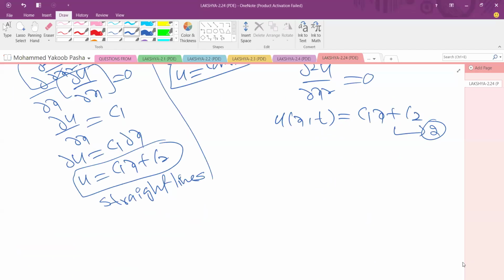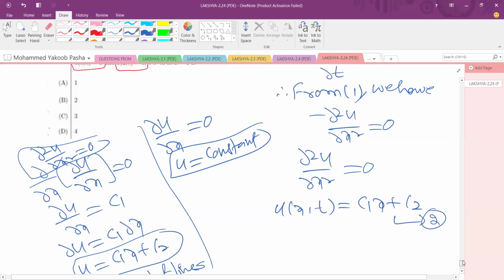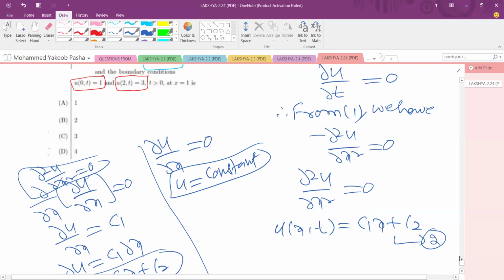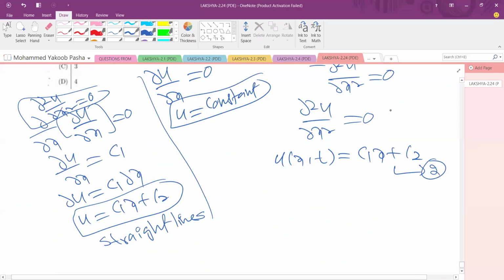When we have steady state, the rate of change will be 0. That means dou u by dou t is 0. We can substitute in equation 1, and we get dou square u by dou x square is 0. In other words, u is equal to c1x plus c2, where c1, c2 are arbitrary constants. So we can apply the boundary conditions here.